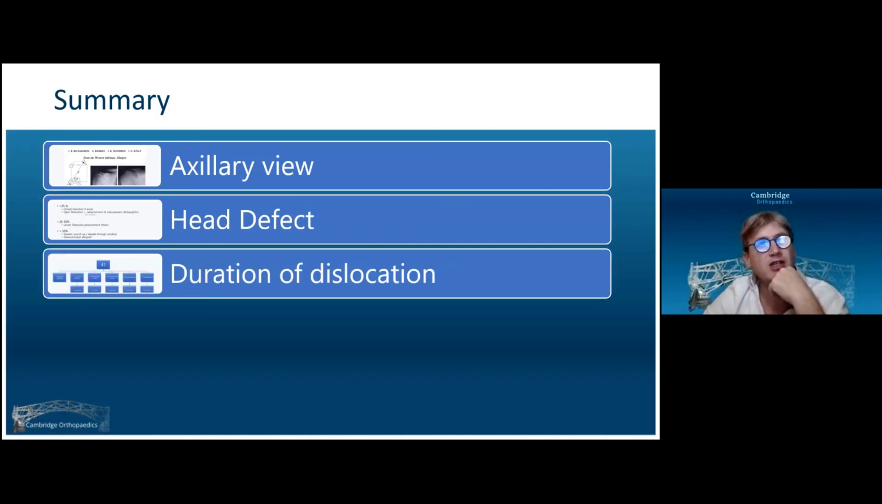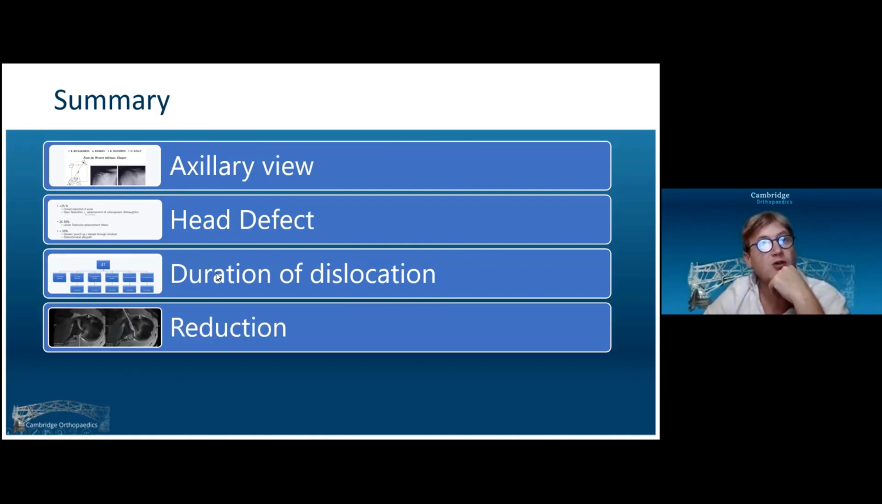Think about the duration of dislocation, and if it's been out for a year or so and their function is good, consider doing nothing. Go back and read Neer's paper. If it's been out for a while, think about your approach and how you're going to reduce it, whether you're going to reduce it closed, whether you can reduce it percutaneously, or whether you need to open it. And if you open it, sequentially open up the rotator interval, and then think about subscap tenotomy.